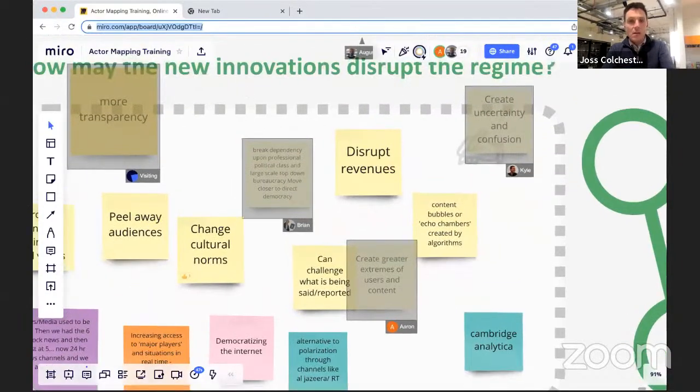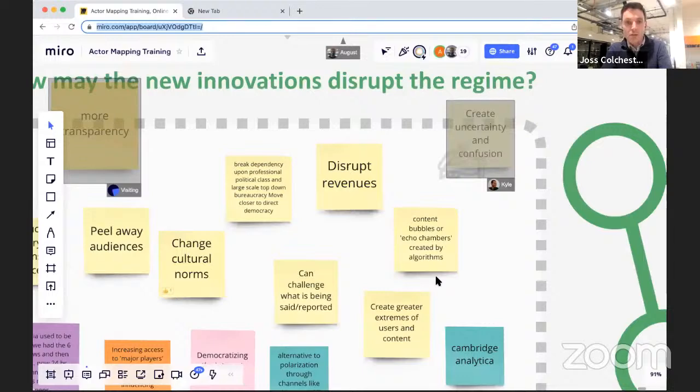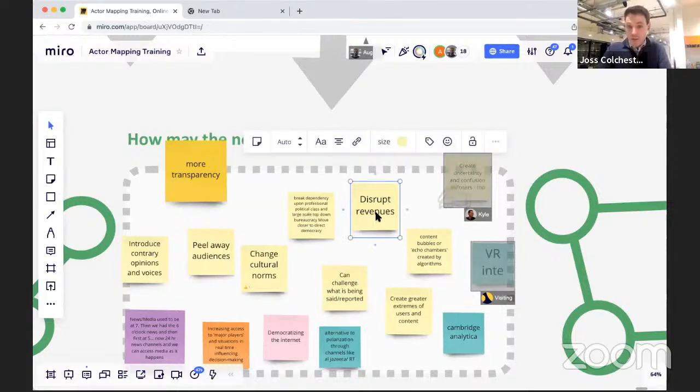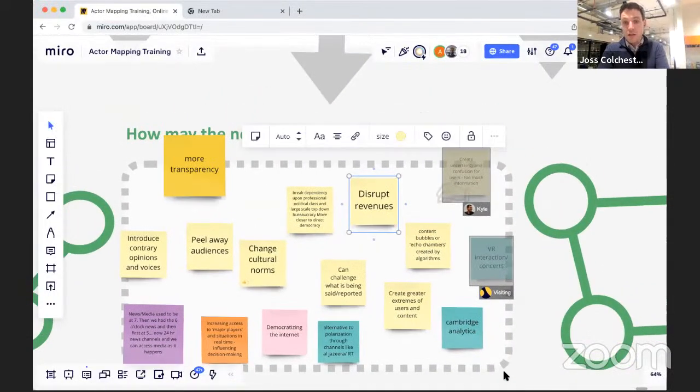Okay, for the sake of time, let's jump in and take a look at some of these. So we're talking about how the new innovations may disrupt the regime. New revenue models, yeah, business models, definitely. Netflix, that's part of what it's doing, isn't it? That's how it's been doing disruptions.